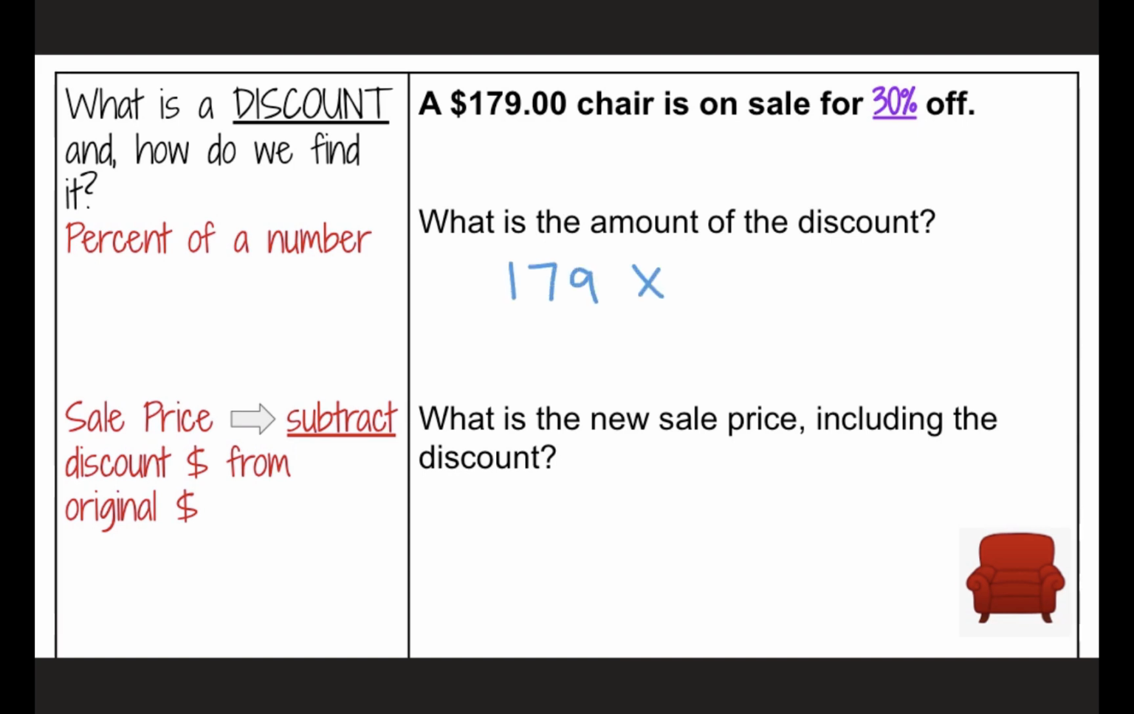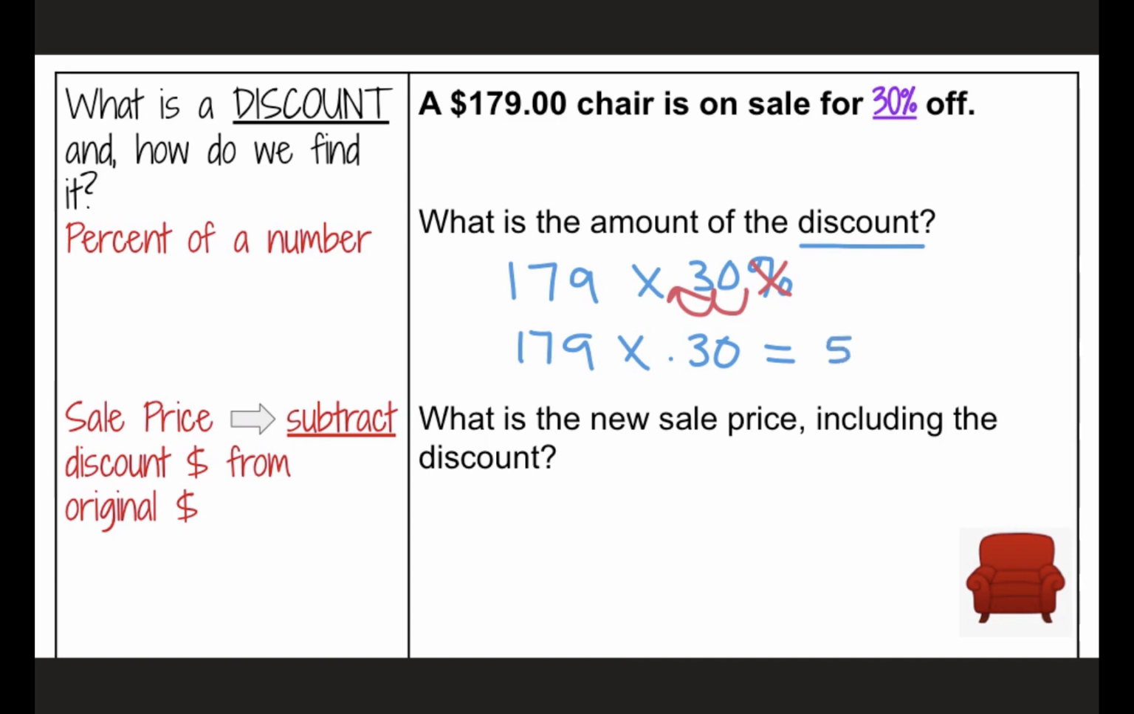179 times 30%. Now, when we're calculating with percents, it's really nice to have them in the decimal form. So imagine where the decimal is in 30%, right there. We're going to back it up, back it up. When we do that, the percent sign comes off. So we have 179 times 30 hundredths. This is going to tell us the value of the discount. Go ahead and calculate that.